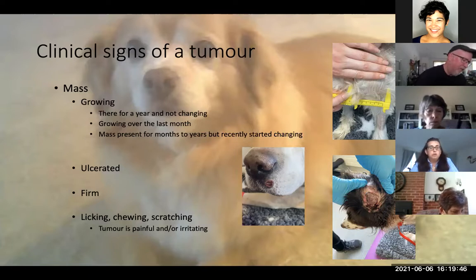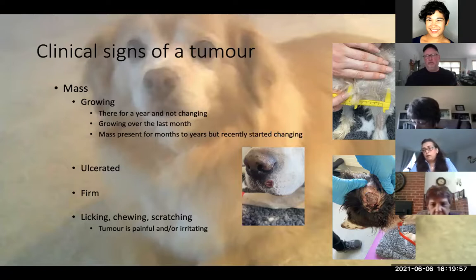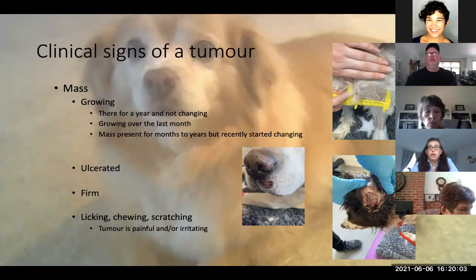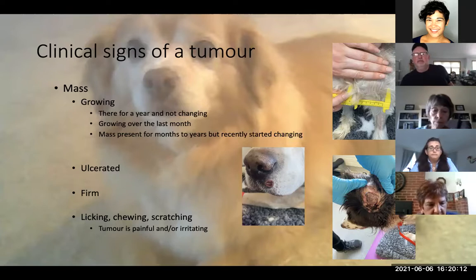In addition, consider if the mass has been there for a year and if it's started to change recently. So if you've been palpating, it felt really soft, and the vet has done a fine needle aspirate and said, oh, don't worry about it, it's just a fatty tumor. But then it starts to change in how it feels. I would then say, let's get this worked up. Let's take some samples. Let's see if there's something more going on.